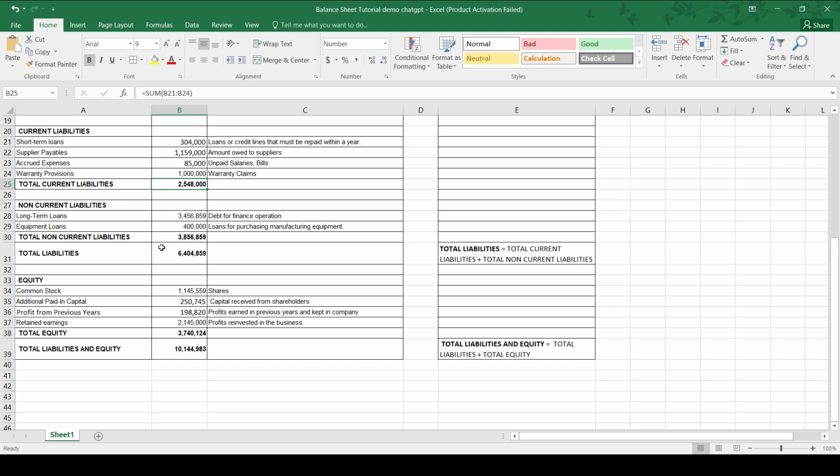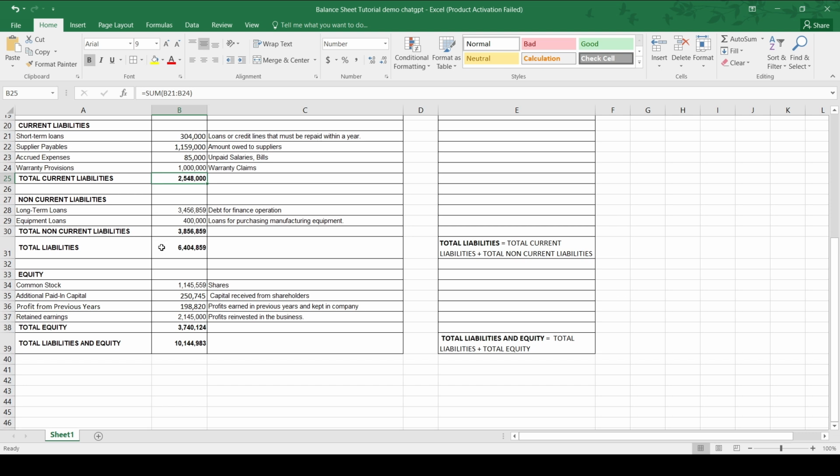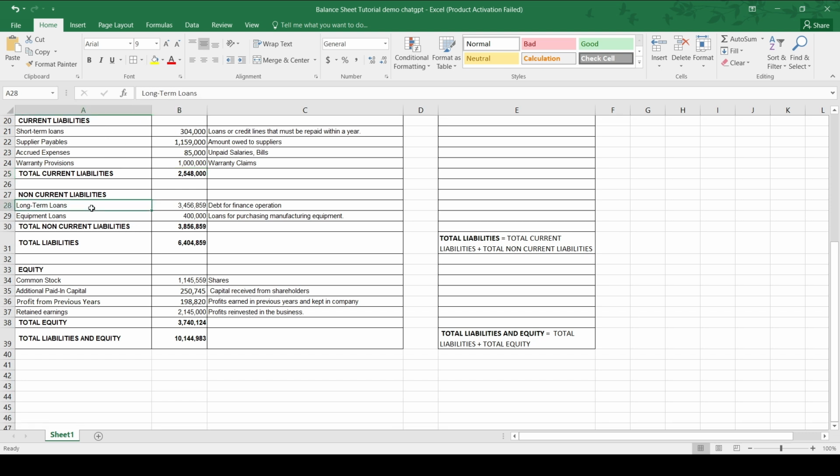Next, let's look at the non-current liabilities, which are debts that the company will pay off in more than a year. Non-current liabilities include examples like long-term loans. These are the loans that the company has taken out, which it will repay over several years. Then we have equipment loans. These are loans taken to buy manufacturing equipment, or it can also be a vehicle loan or any other loan. And when we sum up these accounts, we get our total non-current liabilities.